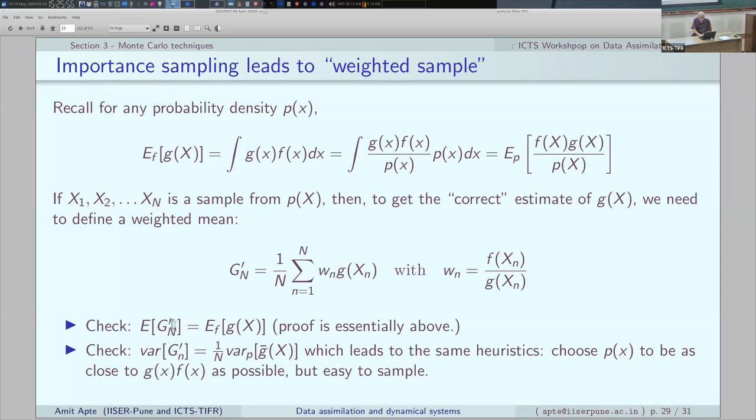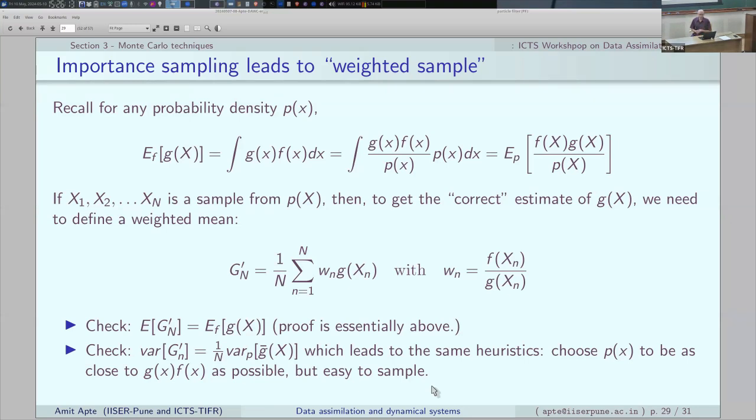The variance of this now, g prime rather than the g of n that we had earlier, happens to be 1 over n times the variance of g bar with respect to p. And this leads to the same heuristic that we can minimize it by choosing p to be close to g times f, and so on and so forth.